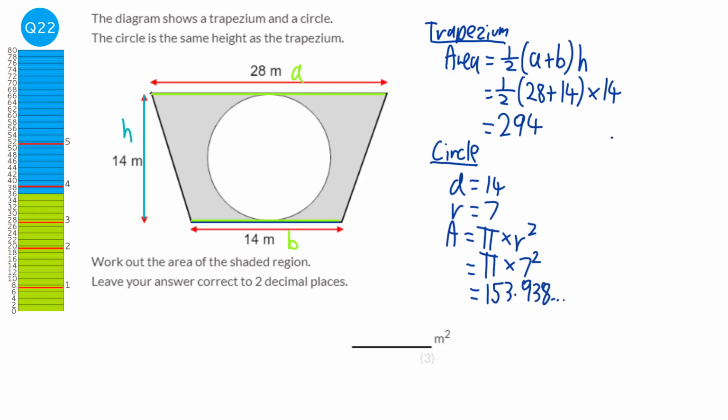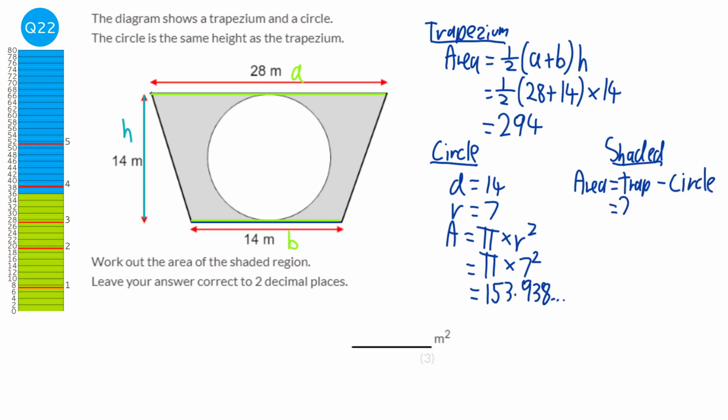because next thing we'll do is the shaded area part, and it says we want to work out the area of the shaded region. So the area will be the total area, which will be the trapezium, take away the area that we don't want, which is this bit here, which will be the circle.